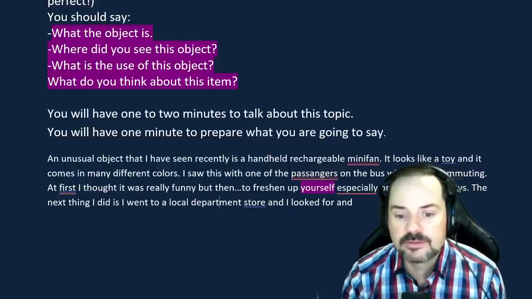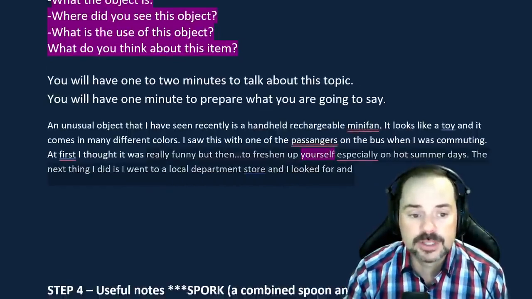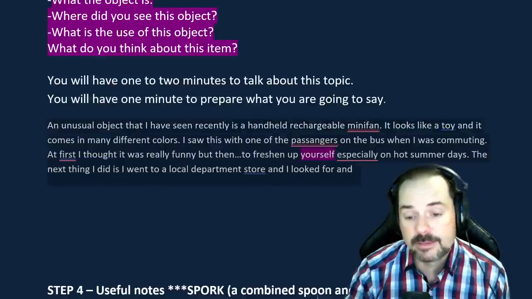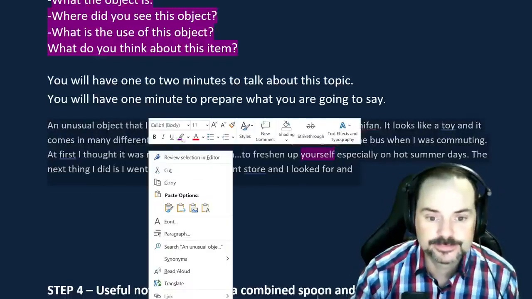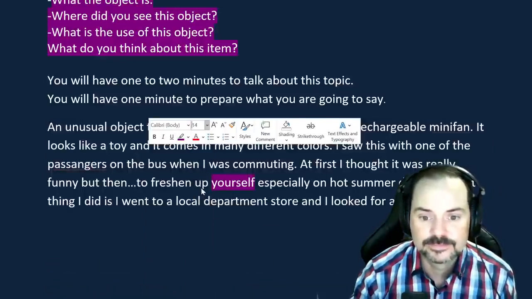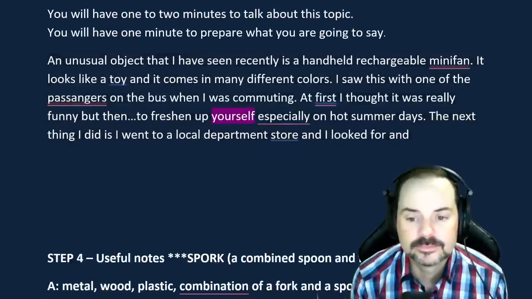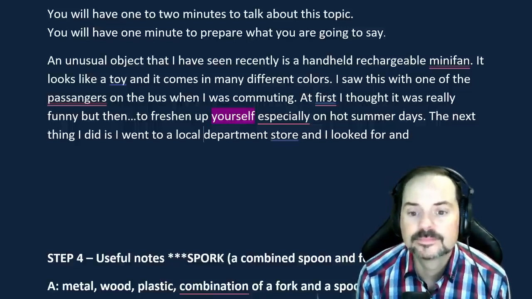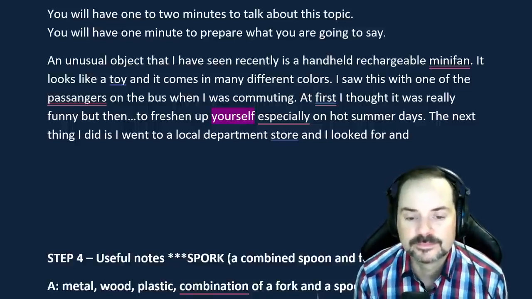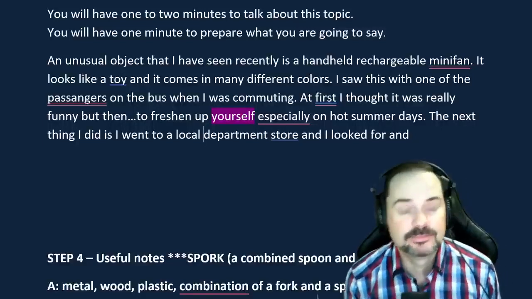So at first I thought it was really funny, but then I realized it was very useful to freshen up, especially on hot summer days. And it stops a person from sweating, which is very good when that person's wearing makeup like I do sometimes. Try that. At first, I thought it's really funny, but I realized that it helps me freshen up. A person freshens up when a person is feeling hot on hot summer days, and it can stop sweating. Yeah, very good. Okay, excellent.